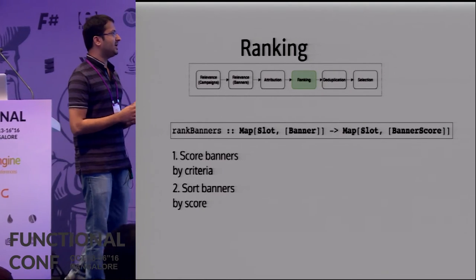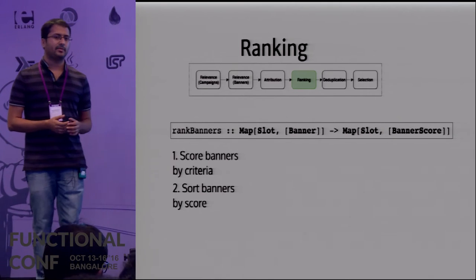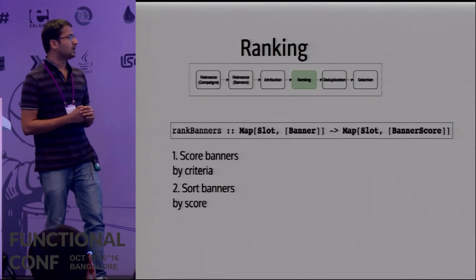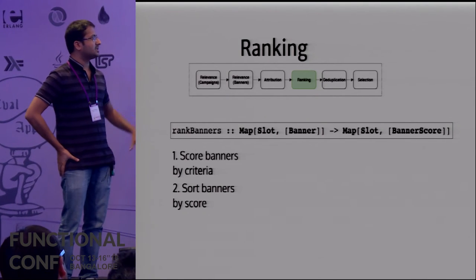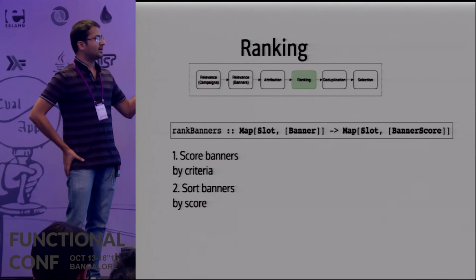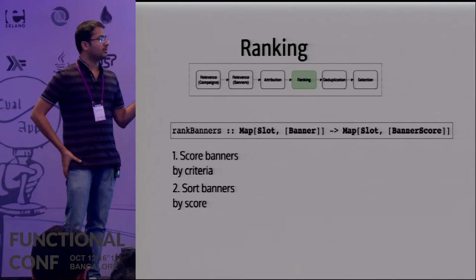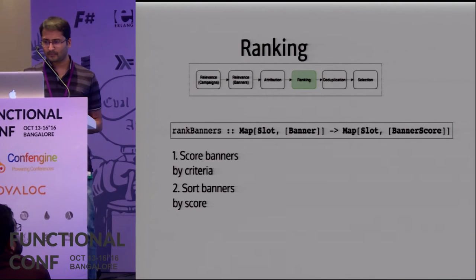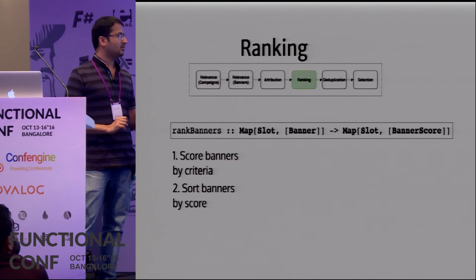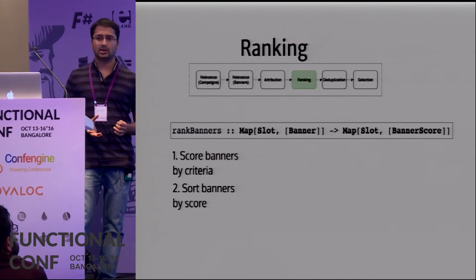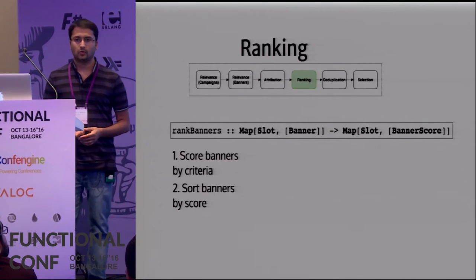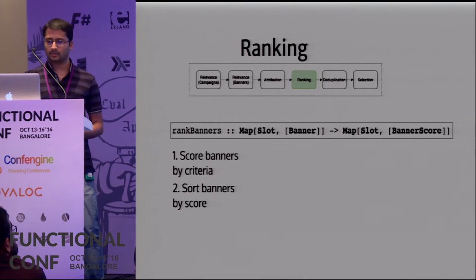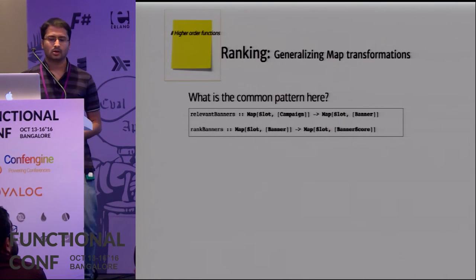So let's repeat the process that we've been doing for relevant campaigns and relevant banners and define the type signature for ranking. The type signature for ranking here takes a list of banners as input and returns a list of banner scores as output per slot. The banner score object that I've shown here in the output is not just a score or a decimal value. It is a composite object containing both the banner and its score.